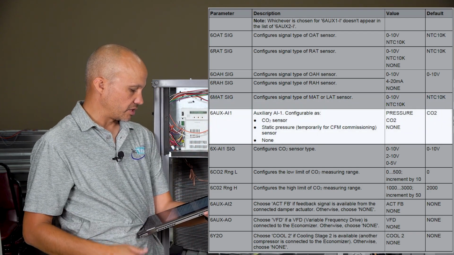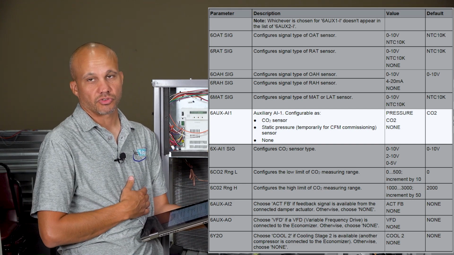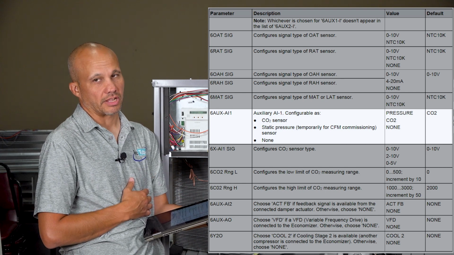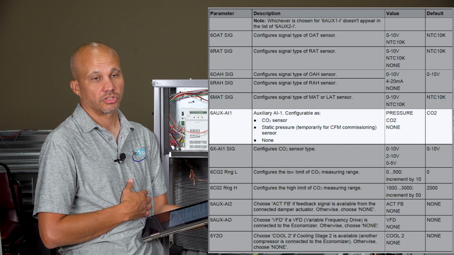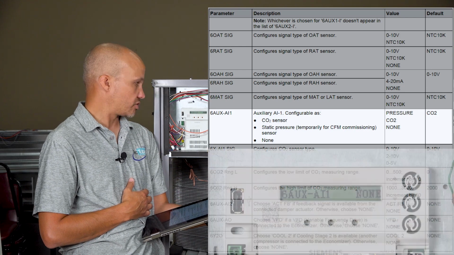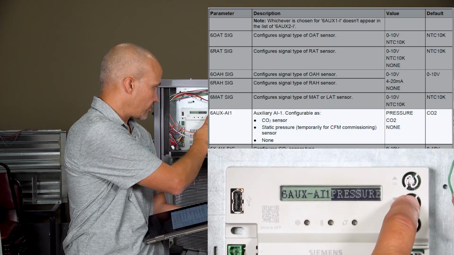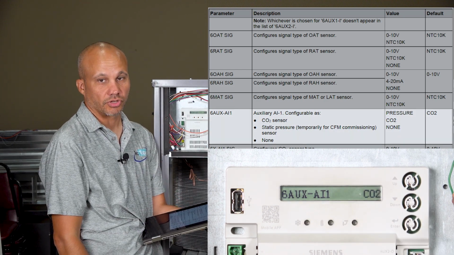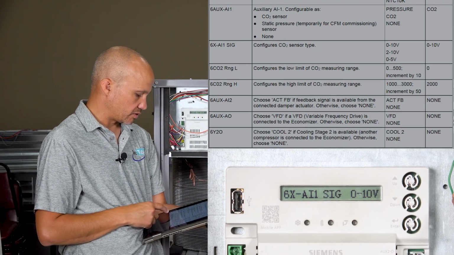Then we have auxiliary input here that we can use for a CO2 sensor. It could also be used for static pressure. Static pressure is not common at all. Even CO2 is not super common, but in some places it is required by code for some applications. So you would be utilizing this. So you could turn that on to CO2 if you want. If I hit enter, I can scroll pressure and then CO2, hit enter to lock it in on CO2. If I scroll down through there, I got a few more of these ones on here.